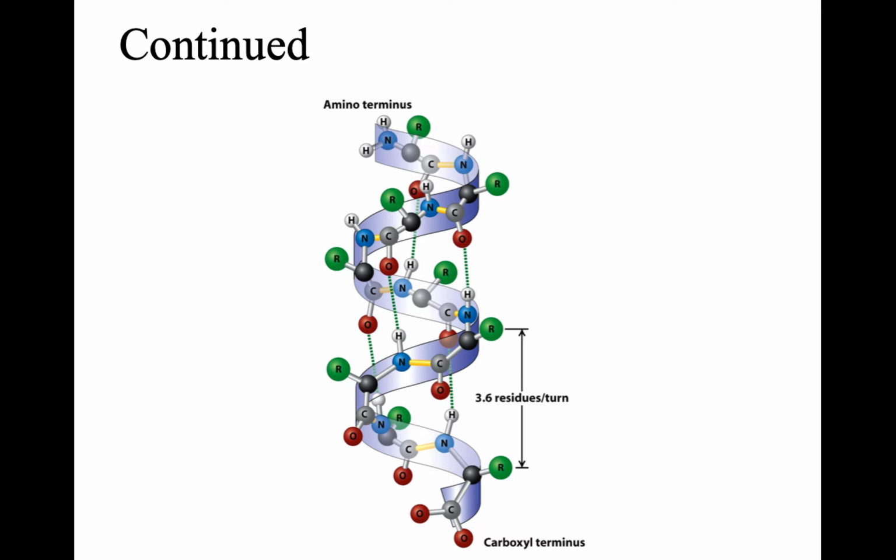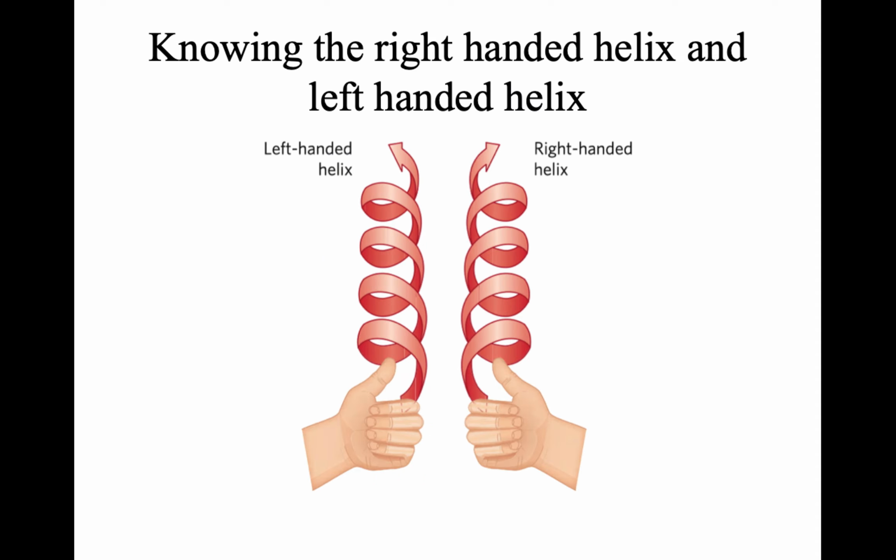So here this is the entire turn of the alpha helix, which has around 3.6 amino acid residues, and the length of this turn is around 5.4 angstrom. Okay, so here how can we distinguish between the right-handed helix and the left-handed helix.